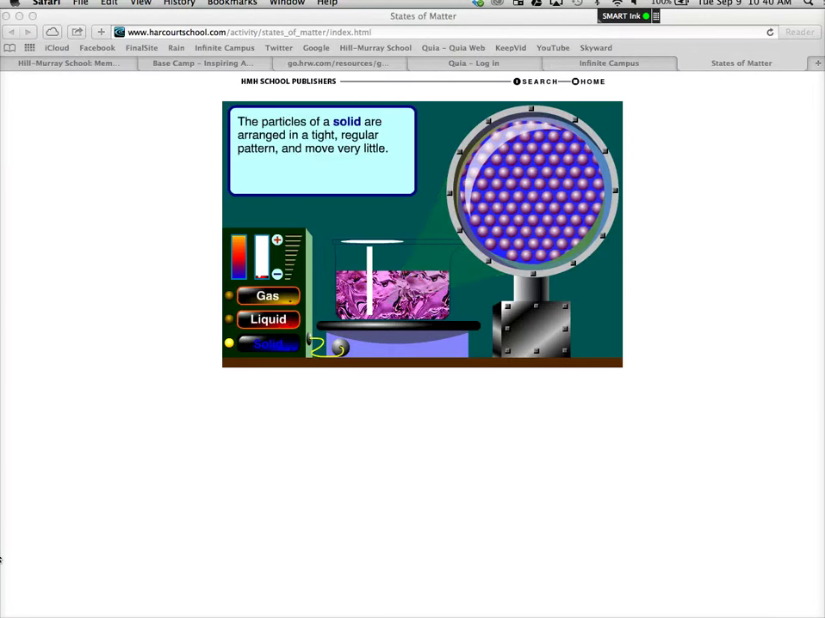Here is an animation of a substance that is in the solid form. We are looking at it through a magnifying glass or some sort of microscope so that we can see the particles. They're packed together tightly in a regular pattern. They are moving, but they're just sort of staying in place and kind of vibrating.